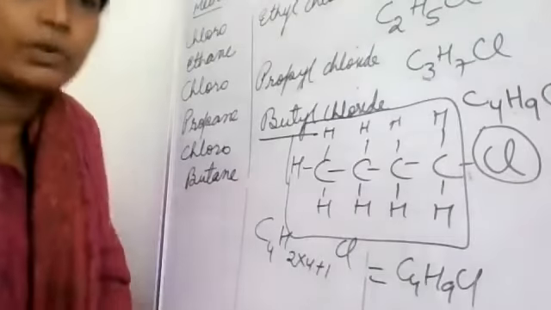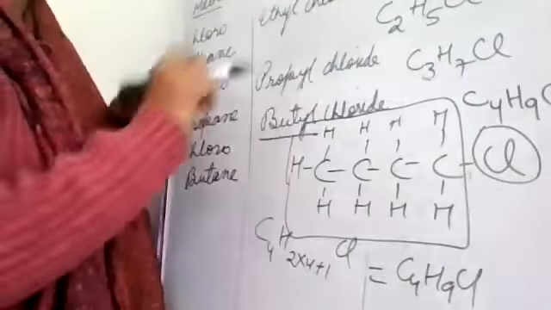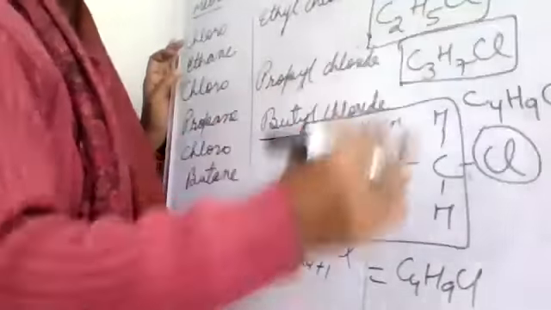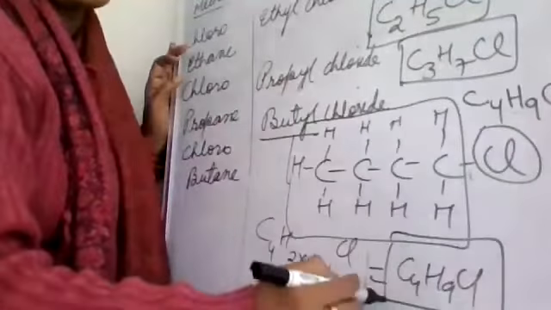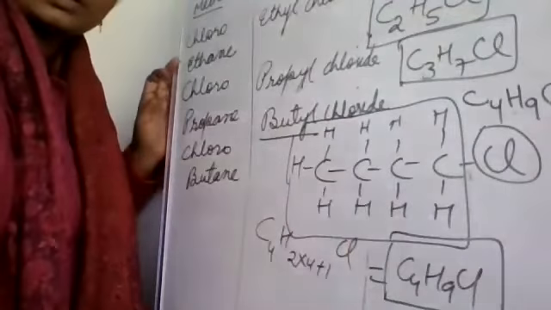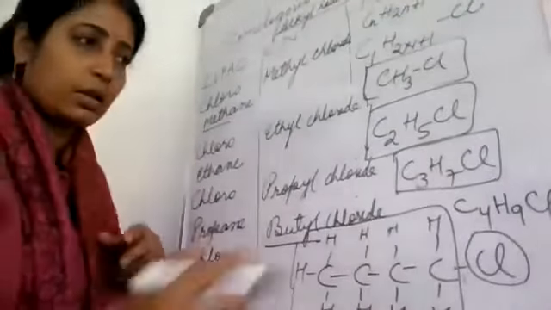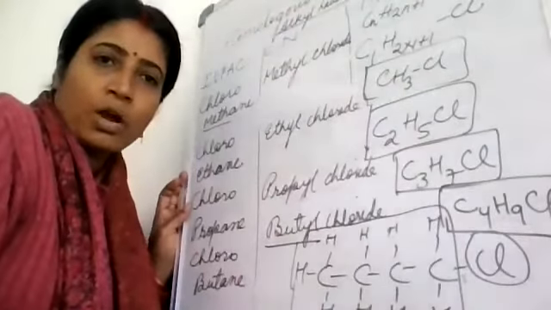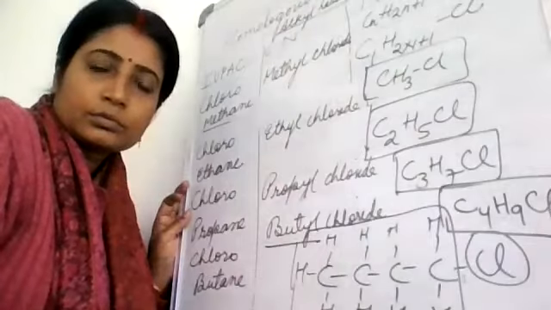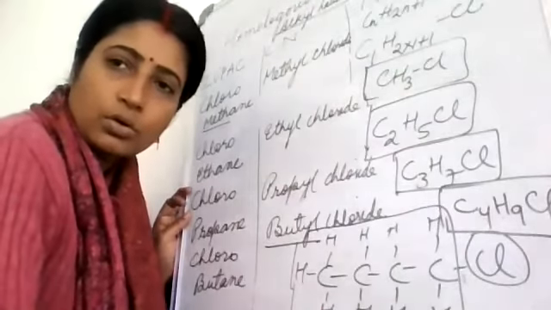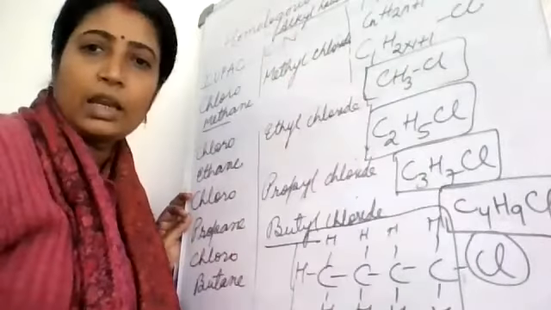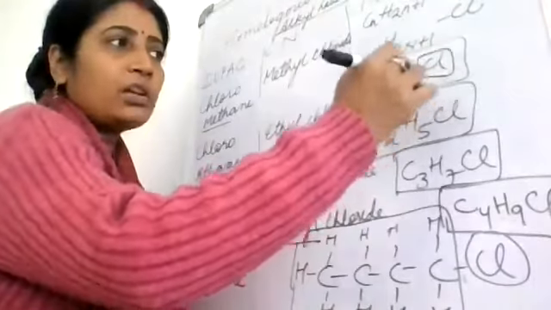Now we have got CH3Cl, C2H5Cl, C3H7Cl and C4H9Cl. Now we have got the homologous series of what? This is the homologous series of haloalkane, where the functional group is what?